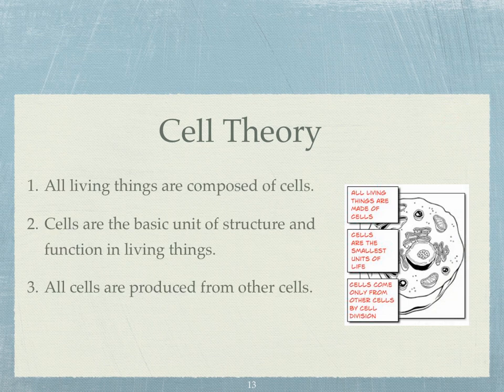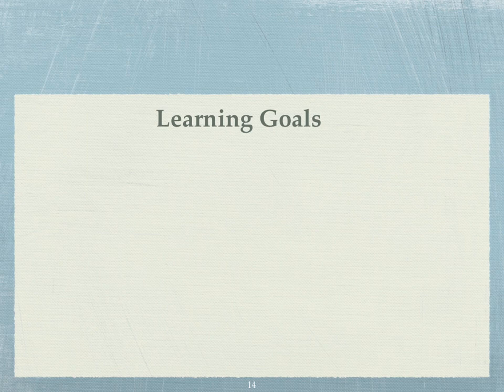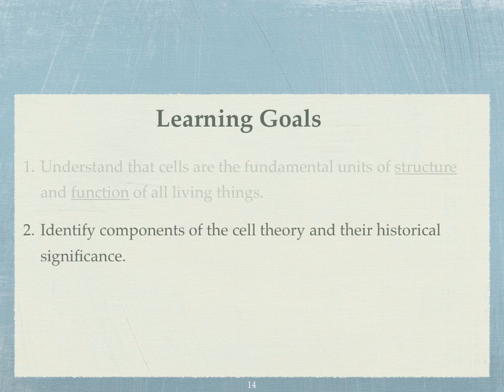Let's take another look at what the cell theory says. We now are confident, thanks to the work of Hooke, van Leeuwenhoek, Virchow, and others, that all living things are made of cells. We now know that cells are the basic building block of all living things, and new cells can only come from pre-existing cells. Congratulations! You have now completed learning goal number 2.